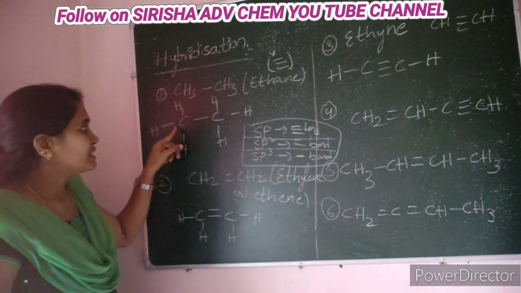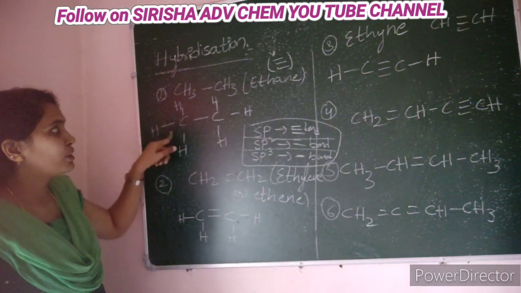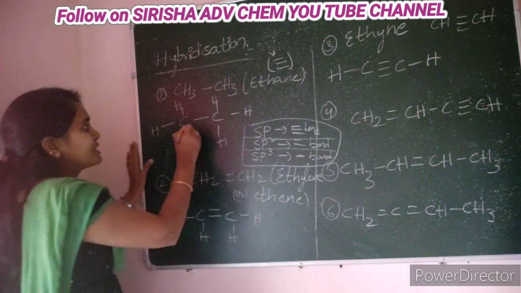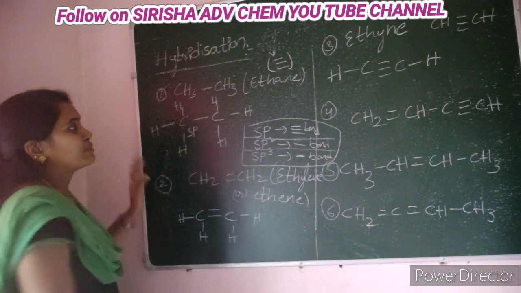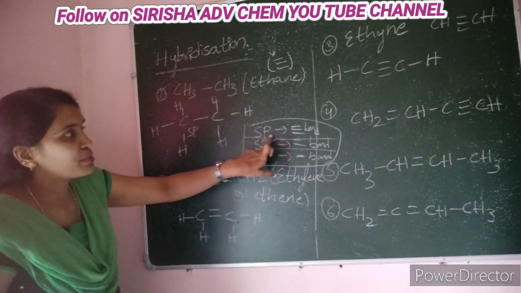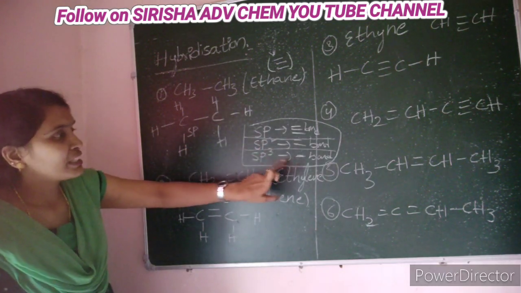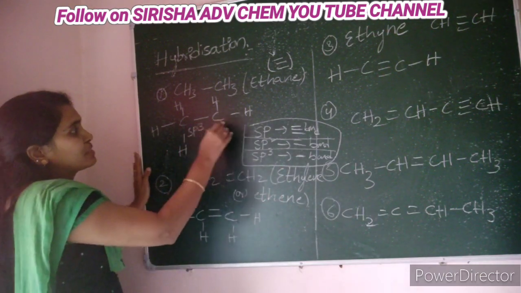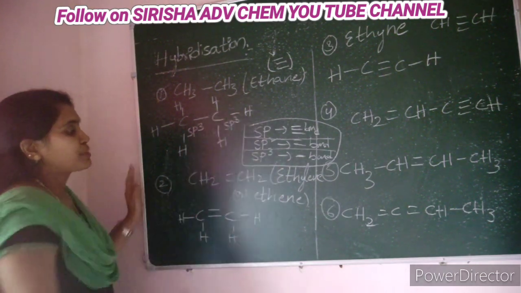Look at here. This carbon has all single bonds, so this is an sp3 carbon. Next, this carbon has all single bonds. Single bonds means what are we saying? sp3 hybridization. So this carbon is also sp3.